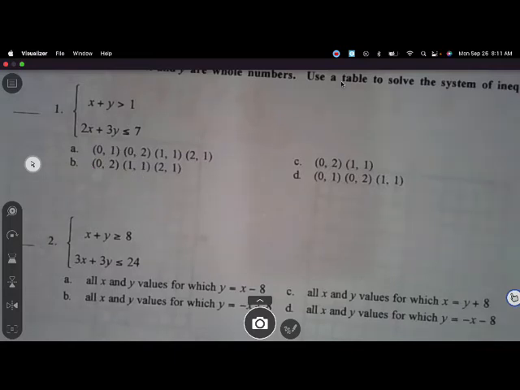Now let me try these two. So it's 2 times 1 plus 3 times 1. Well, what's 2 plus 3? Is that less than or equal to 7? Yes, it is. Now let me try the last one because this determines if it's B or C. So I'm going to plug in 2 and 1. So 2 times 2 and 3 times 1. What is 4 plus 3? Is that less than or equal to 7? It's equal to 7, so yes, it works. All right, so it is B.